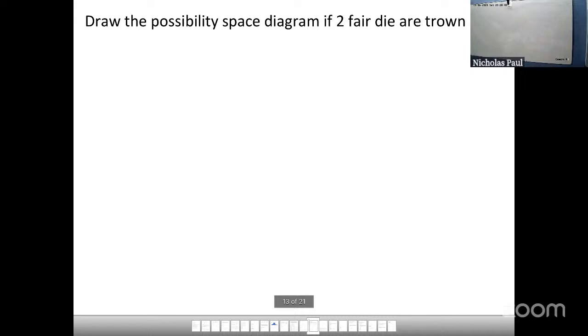2 dice are thrown. All right. See, Brianna, if we can do that, right? Do the possibility space diagram for 2 dice.